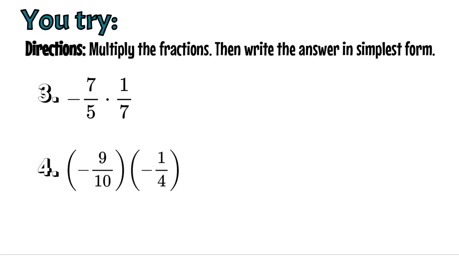Now it's your turn to try some examples. Pause the video and multiply the fractions in numbers 3 and number 4.